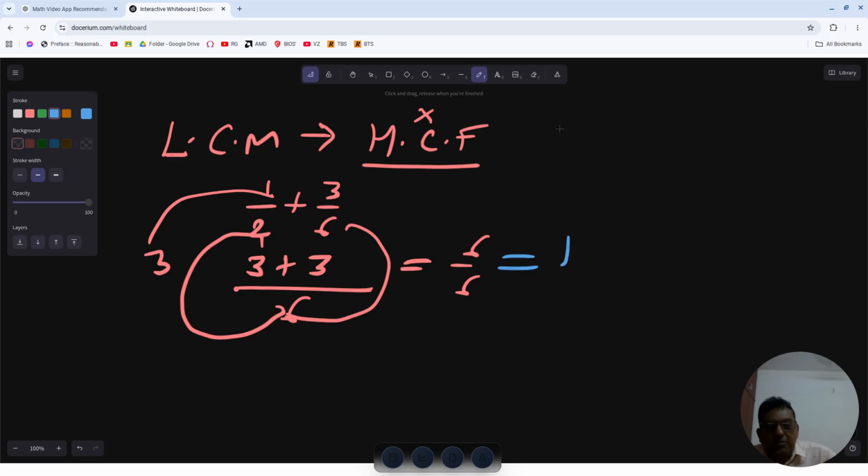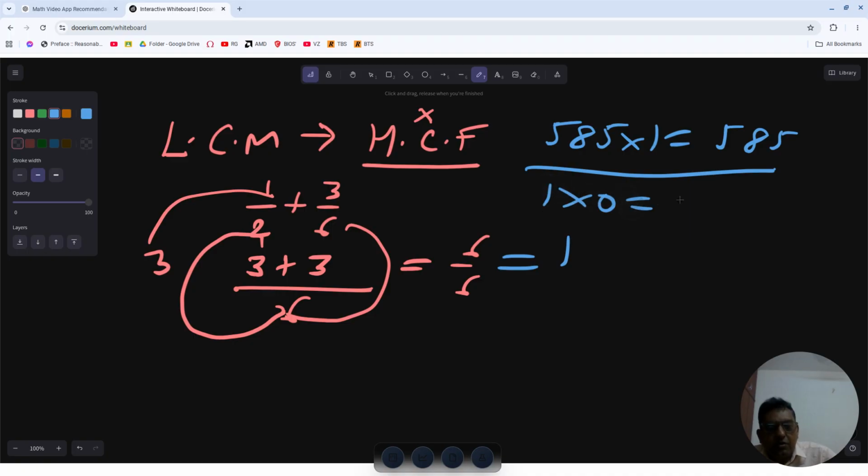1 has a property that anything which is multiplied by 1, for example 585 multiplied by 1, becomes 585 only. And the property of 0 is that anything multiplied by 0 becomes 0.